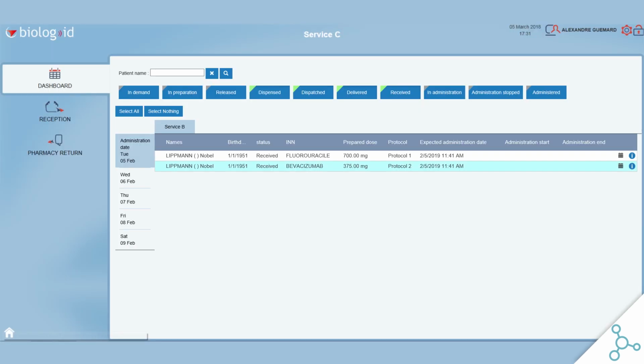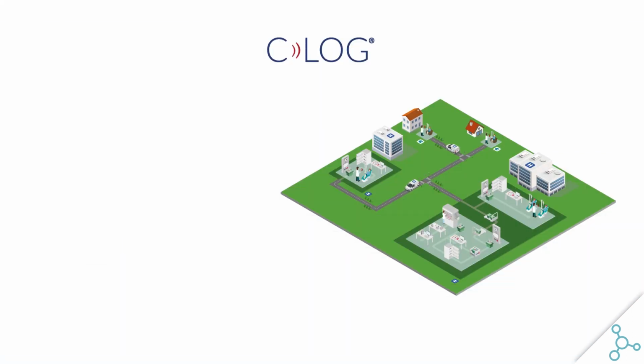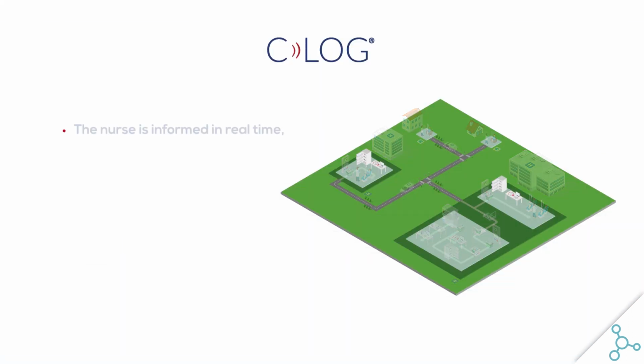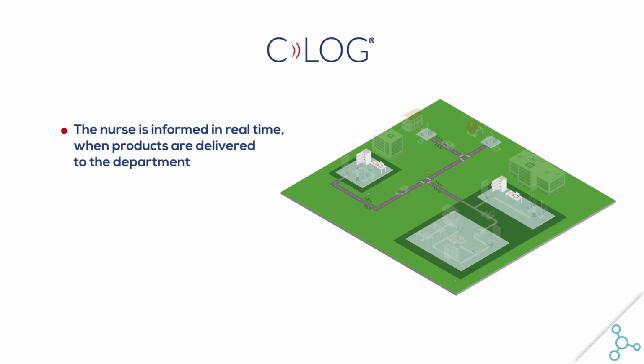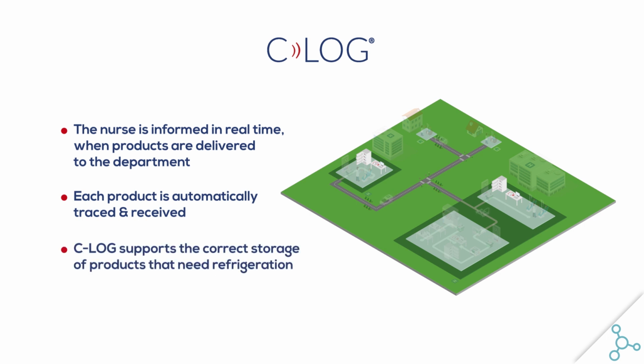The dashboard is a major tool for organizational support. It tracks the changes in preparations status from the order to the administration. This dashboard drastically reduces the number of calls from the departments to the pharmacy. To summarize, in the Nurse Station module, the nurse is informed in real time when products are delivered to the department. Each product is automatically traced and received. C-Log supports the correct storage of products that need refrigeration.